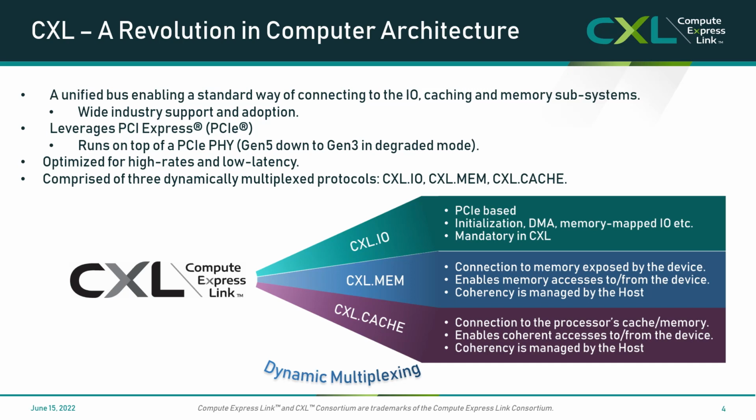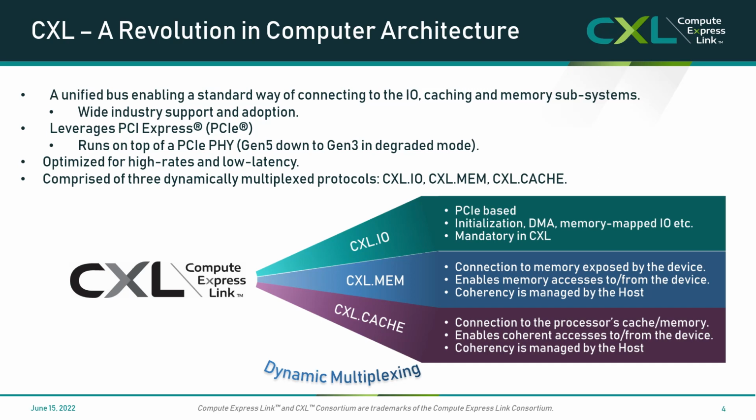What makes CXL special is that CXL is a unified bus, enabling a standard way of connecting to the I/O, caching and memory subsystems. And its biggest strong point is the wide industry support and adoption. That's the really big issue here. It leverages PCIe, and it actually runs on top of PCIe 5, that's Gen 5, down to Gen 3 in degraded mode. In most platforms, it will use the same PCIe slot that you're all familiar with, and the same slot can be used either for PCIe or CXL, and we'll talk a bit about how this is possible in the next slides.